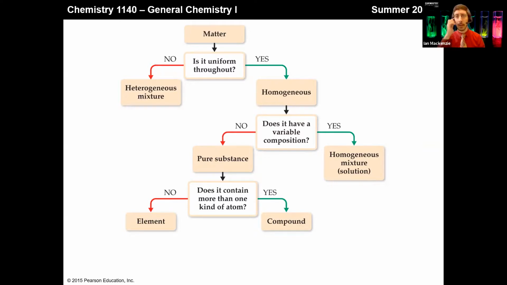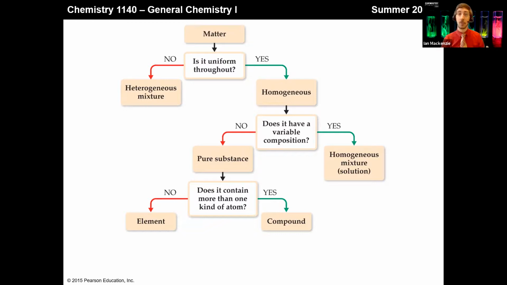Well, first we look at the matter and we say, is it uniform throughout? If the answer to that is no, then it can't be a pure substance. It can't be just a compound or a single element. And so it must be a heterogeneous mixture. If it is uniform throughout, it could still be a mixture. We just know that it's homogeneous.